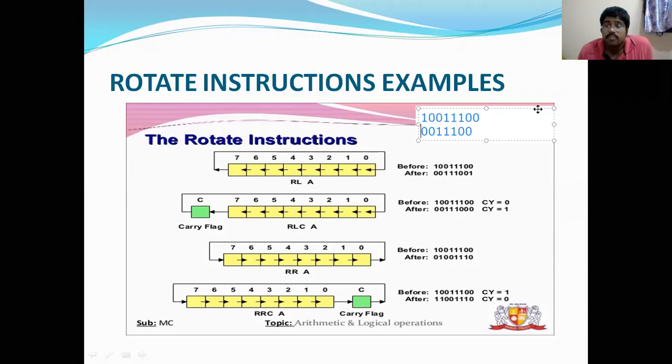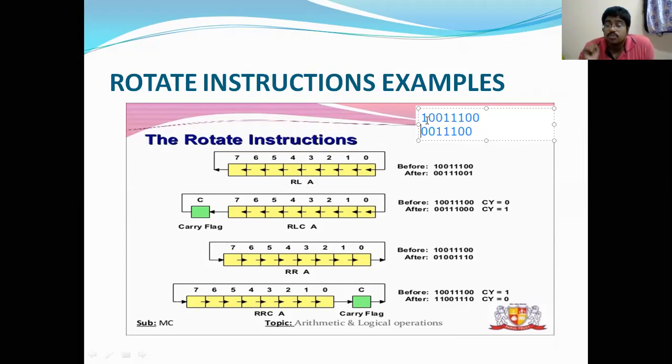Whenever I perform a normal left shift, this 0 will come here, this 0 will come here, this one here, this one will come here, and this 0 here, this 0 here. What about this one? Actually, in any left shift operation, this one will go to the carry, or somewhere where we don't know.